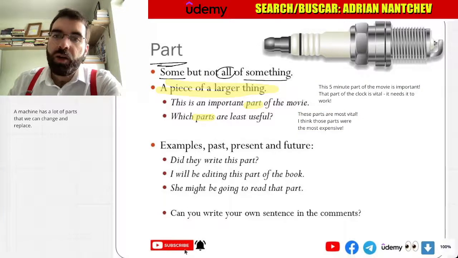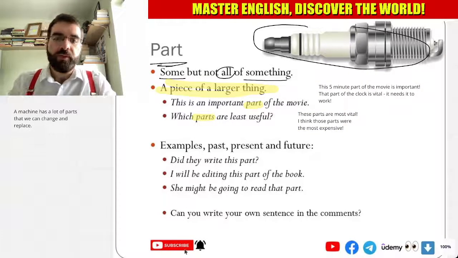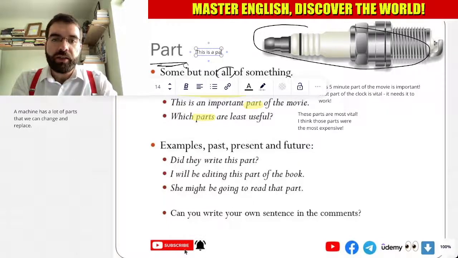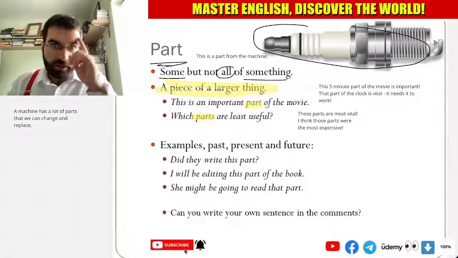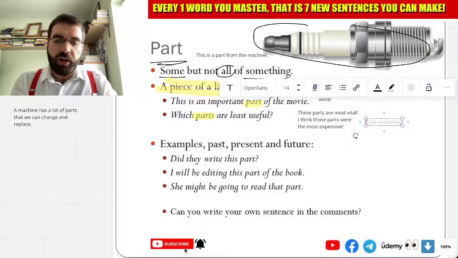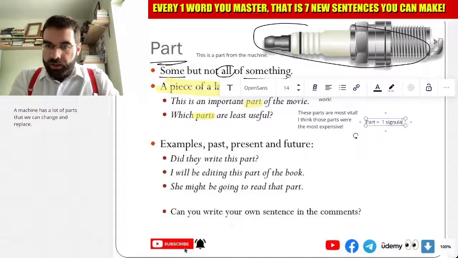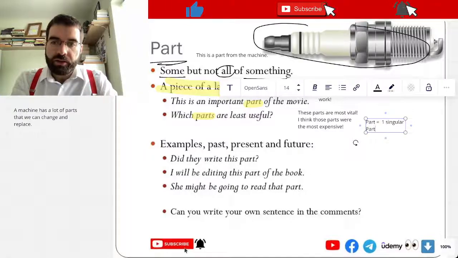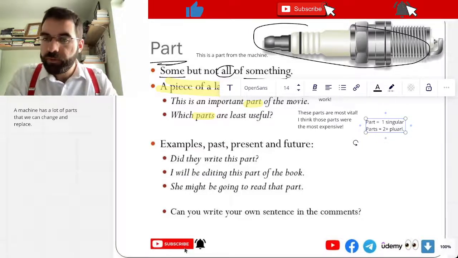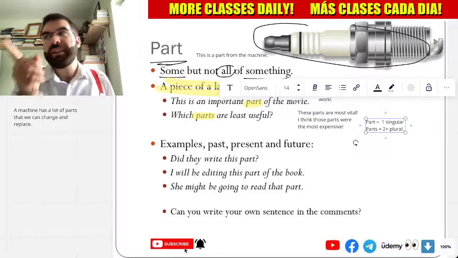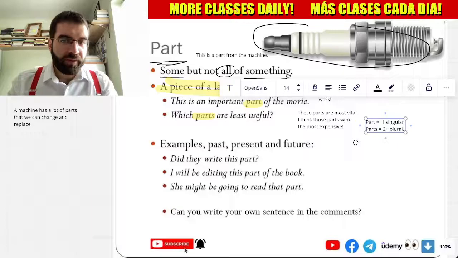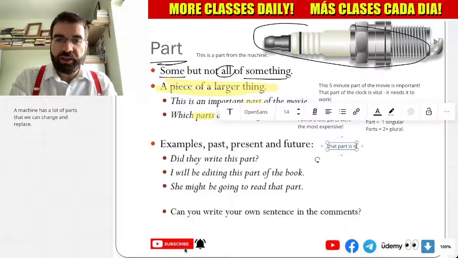So here we are, like this is part of a machine. This is a part from the machine. Yes, very good. So we have part, so like singular, one, singular, and parts, so like 2 plus, plural. Yeah. These parts are important. That part is not needed.